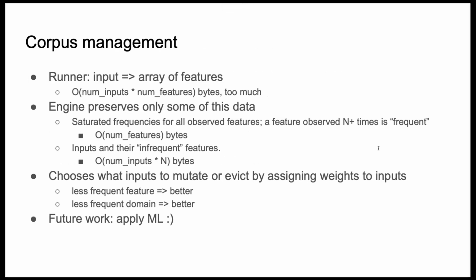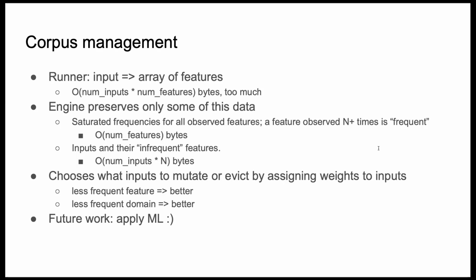The corpus management in Centipede is perhaps the core of the logic there. And despite it being a core, it's something written in 200 lines of code probably. And this is the next big topic of research. So what does corpus management do? Remember, the runner is an abstraction that converts your input into an array of features, an array of integers.